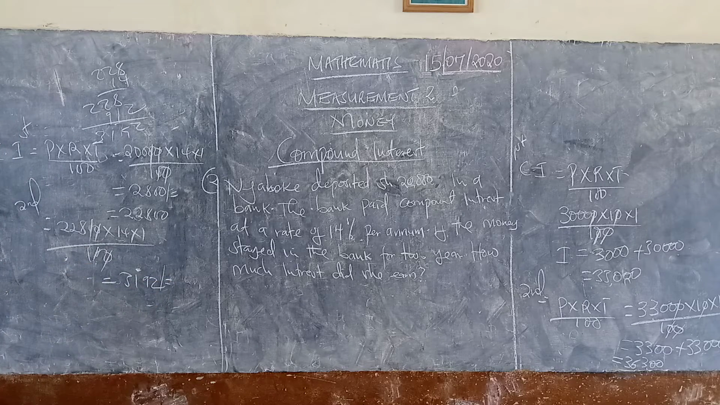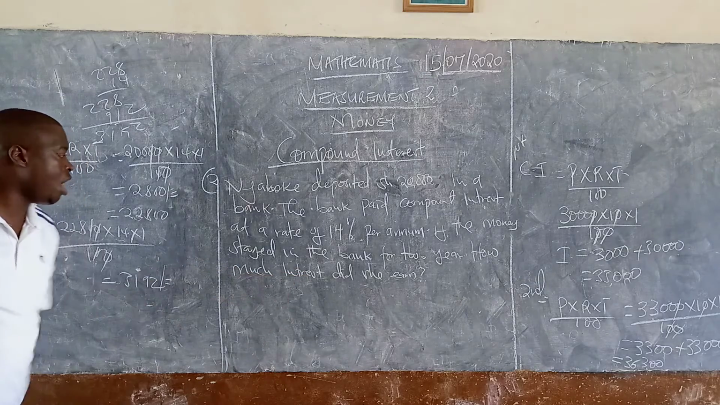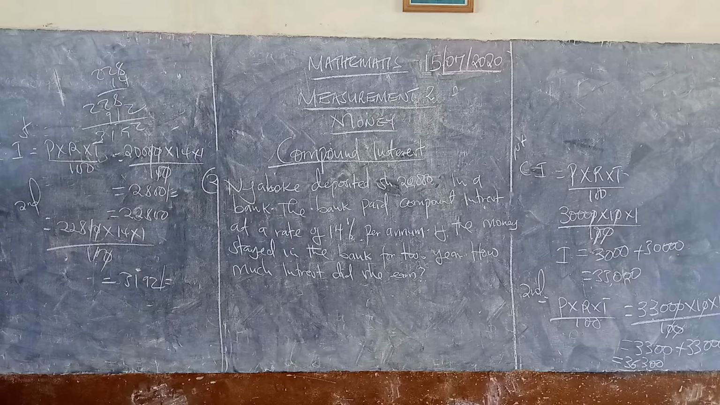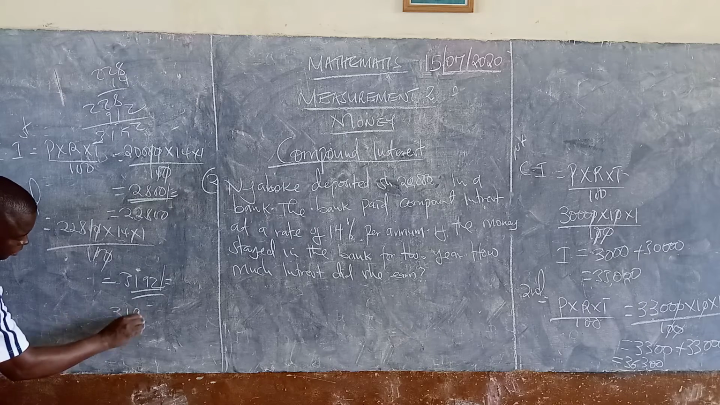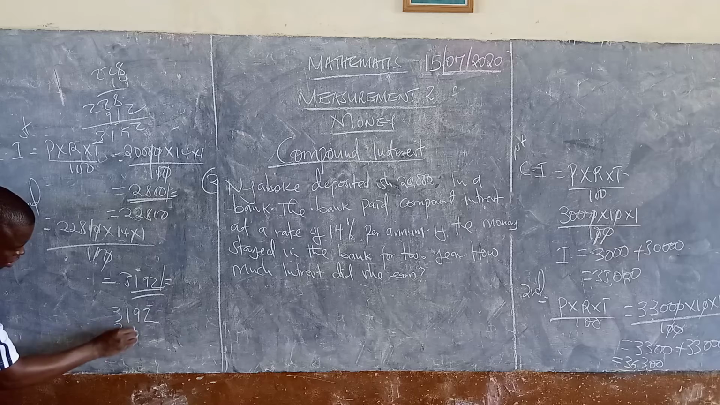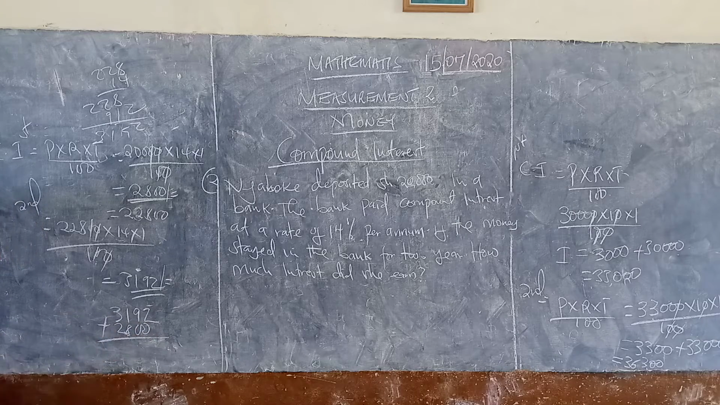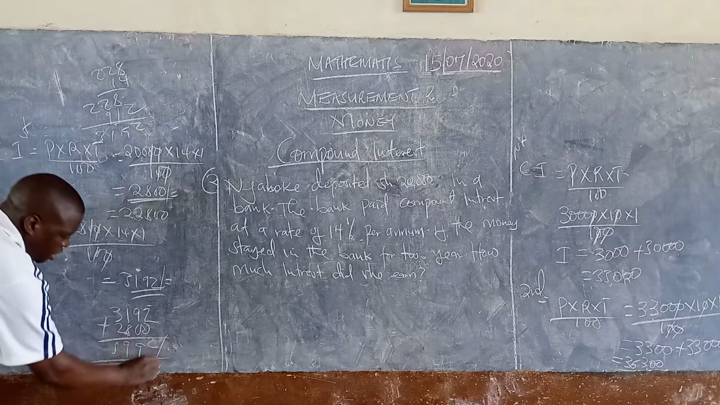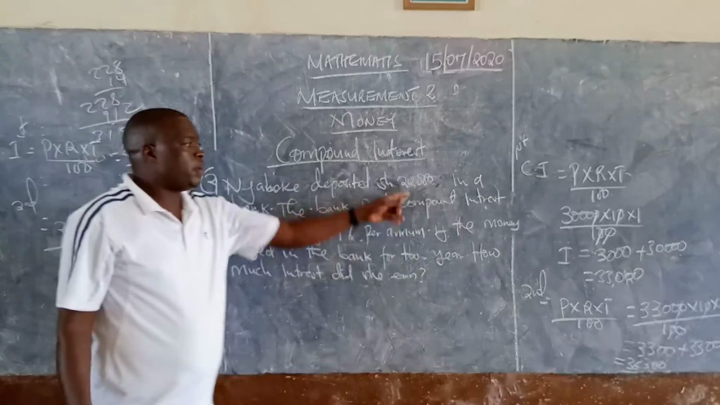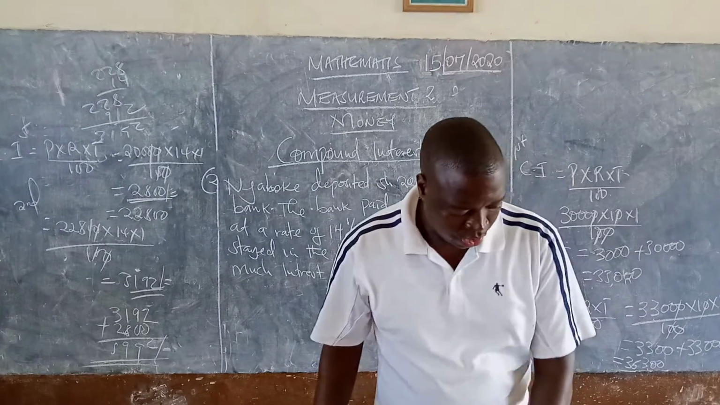So the question is asking about how much interest did she earn? So the interest, we are also looking for the interest. This is the first interest. This is the second interest. So we add now 3,192 plus 2,800. So that is 2, that is 9, that is 9, that is 5. So the interest is 5,992. That is Kenyan shillings. That was what was earned from this.